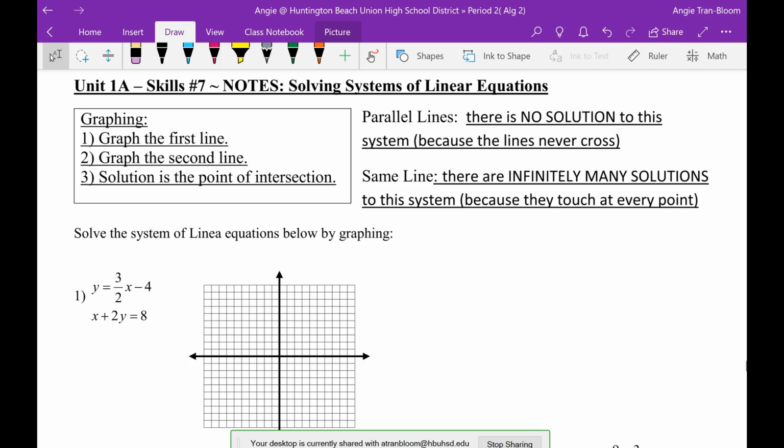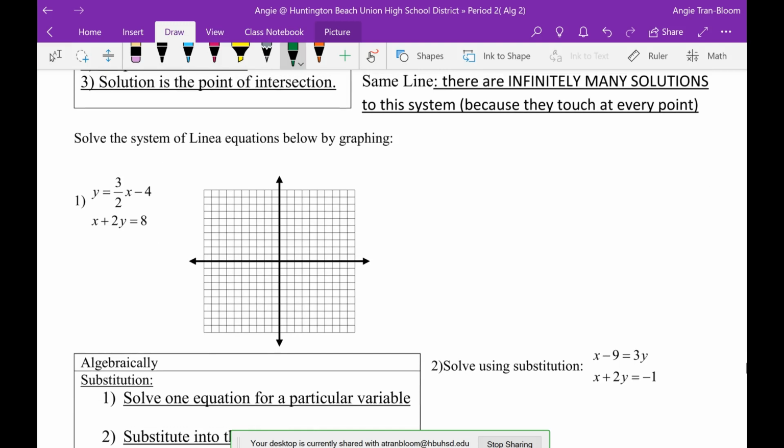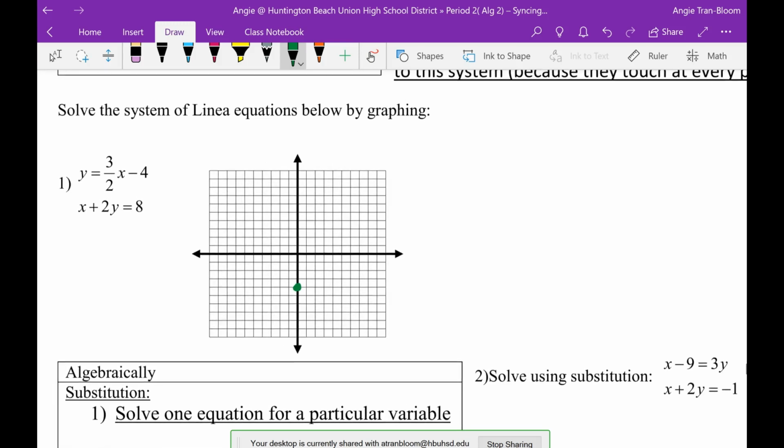So we're going to start. It says graph the first line. Go and graph the first line: y equals 3 over 2 x minus 4. Aaron, can you help me graph the first line? How should we start? You go down 4. Okay, 1, 2, 3, 4. Yep. And then you go up 3, to the right 2. Thank you, Aaron. Up 3, right 2.